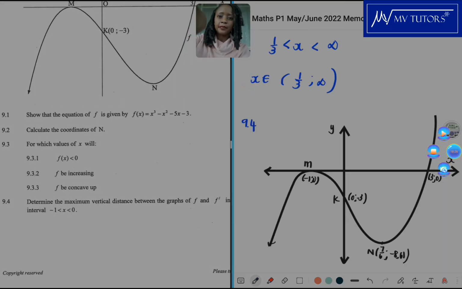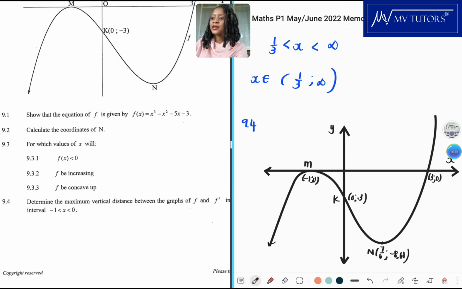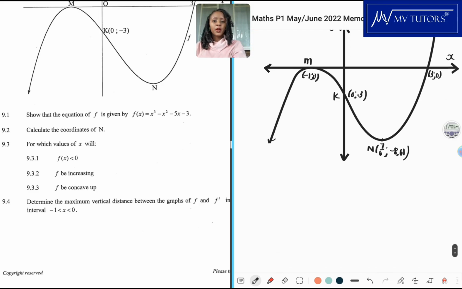Sorry. Alrighty, now 9.4 says determine the maximum vertical distance between the graphs of f and f prime in the interval -1 until 0. So how would we sketch f prime? If you want to know how a graph transitions from a cubic to a parabolic, please do watch my video where I do functions and address the cubic functions.